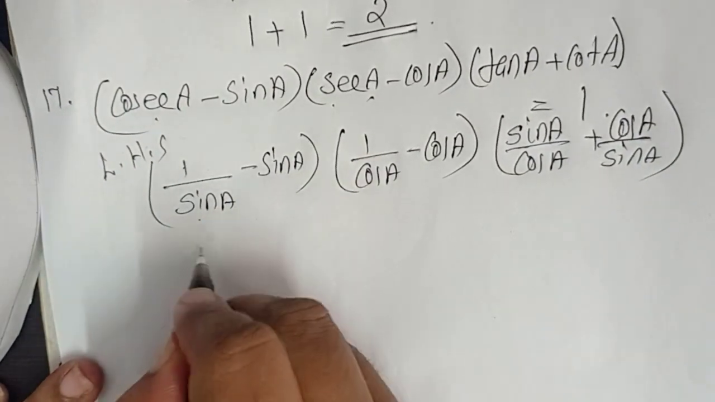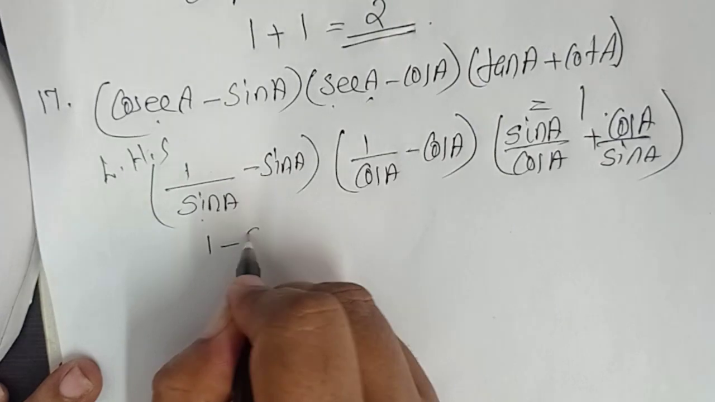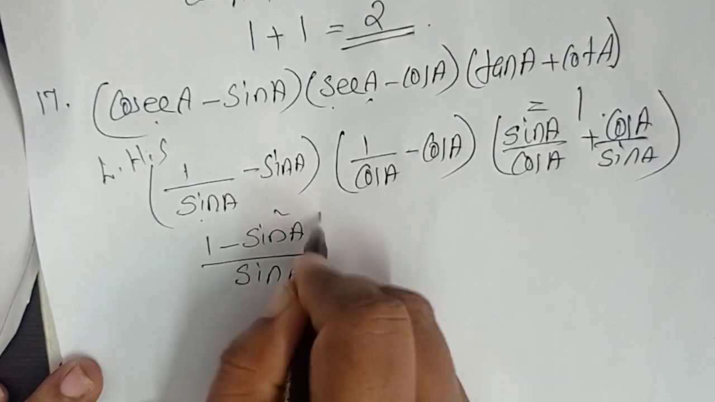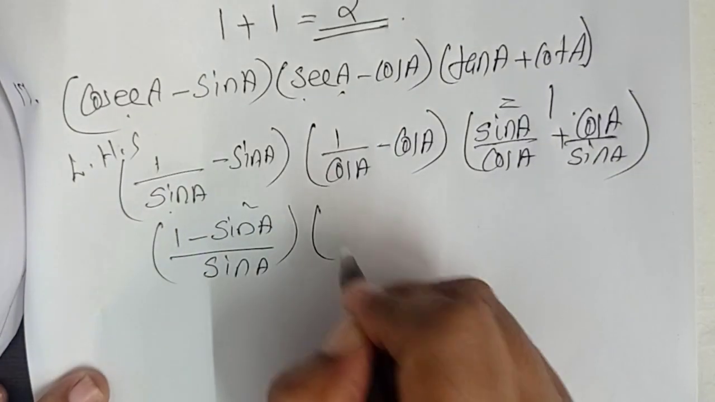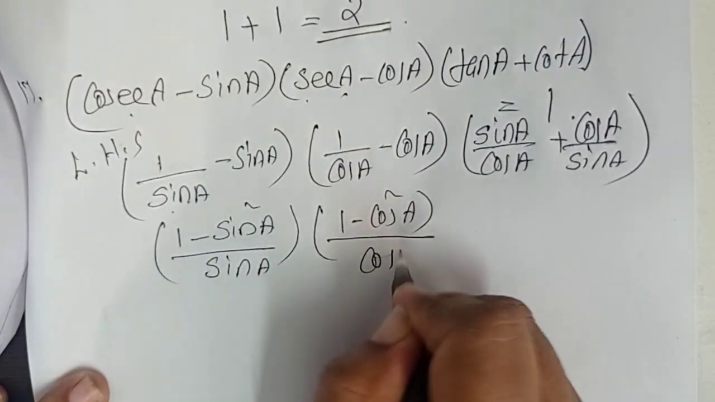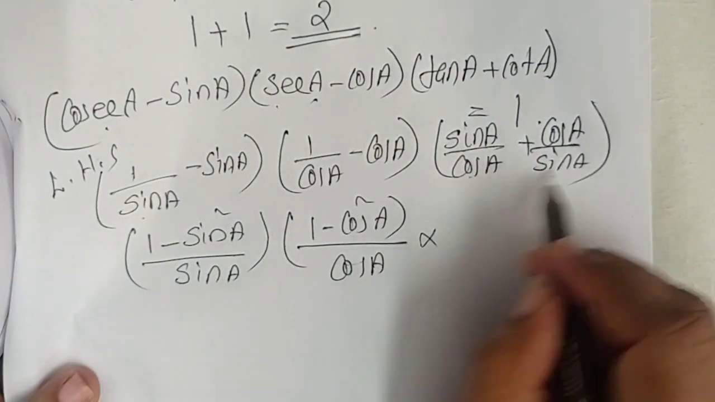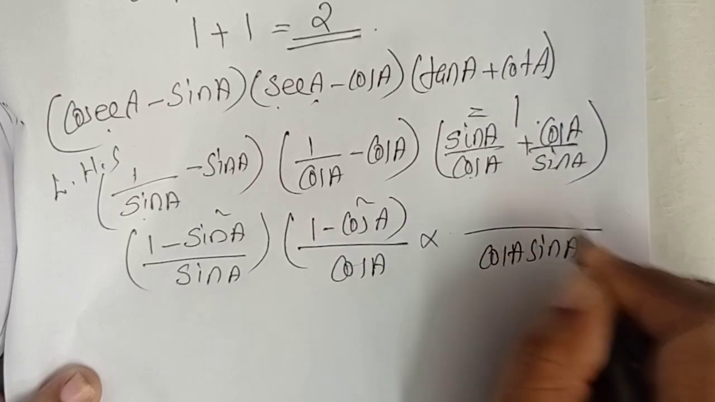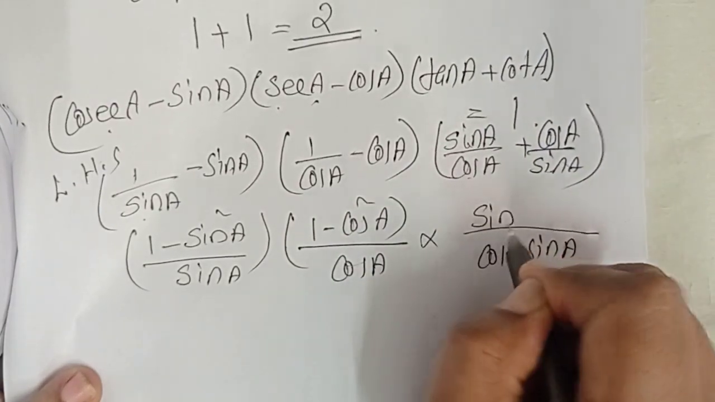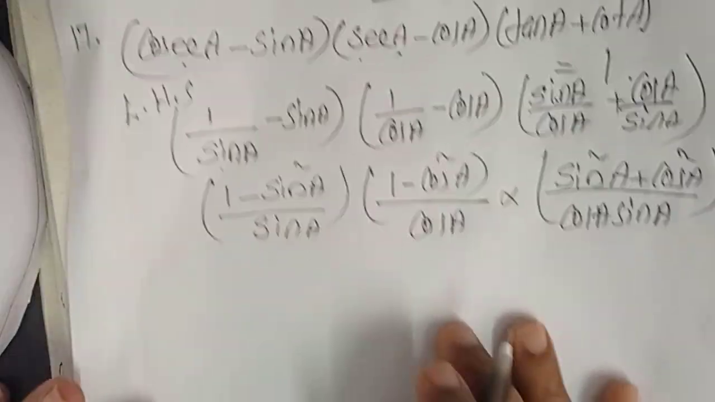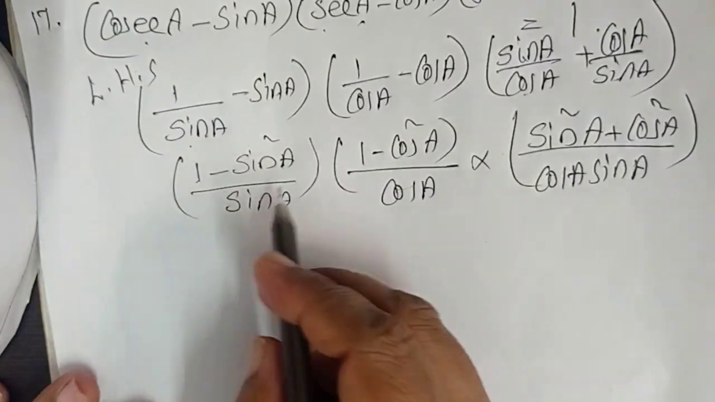Yes, taking the LCM, 1 minus sin A into sin A, sin square A by sin A. Can put bracket. Second, 1 minus cos square A by cos A into, here when you take the LCM, cos A sin A into sin A, sin square A plus cos A into cos A, cos square A. Can you say what is 1 minus sin square A?